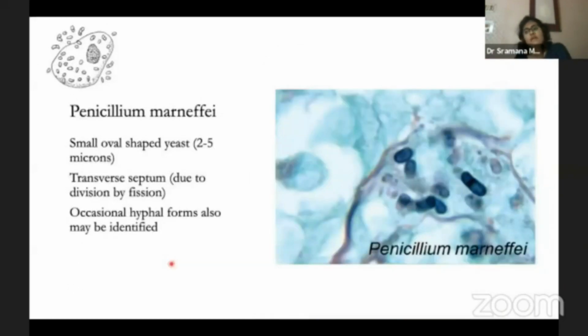So for Penicillium marneffei, how do we differentiate? Its asexual reproduction is not by budding. What happens here is division by fission. So we see a transverse septum, and also occasional hyphal forms can be seen.